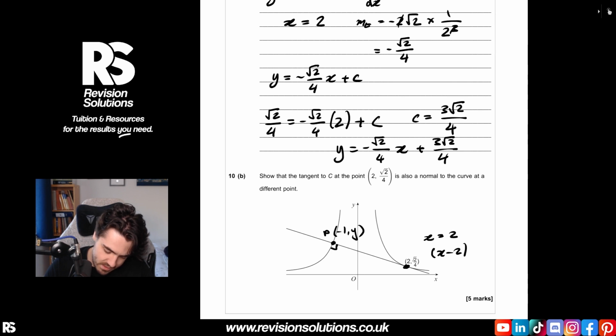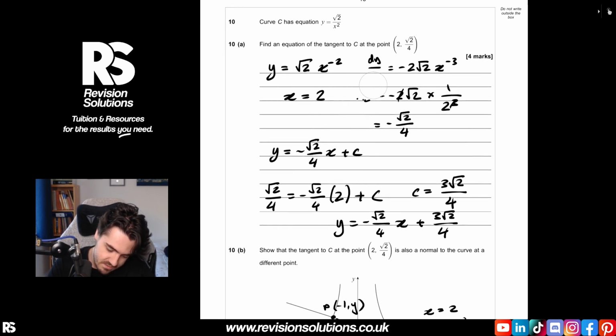And we don't actually need the y-coordinate. We need to test the gradient at P. So we'll go back to our derivative of minus 2 root 2 x to the minus 3.